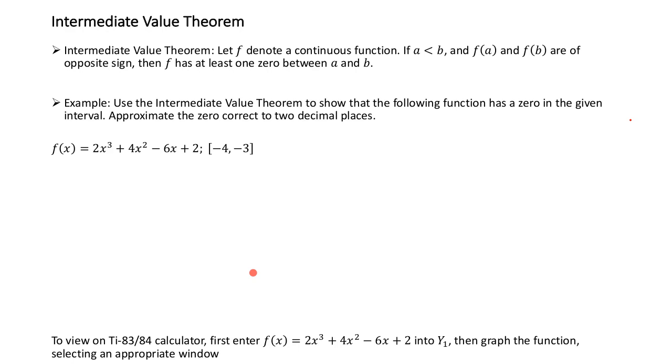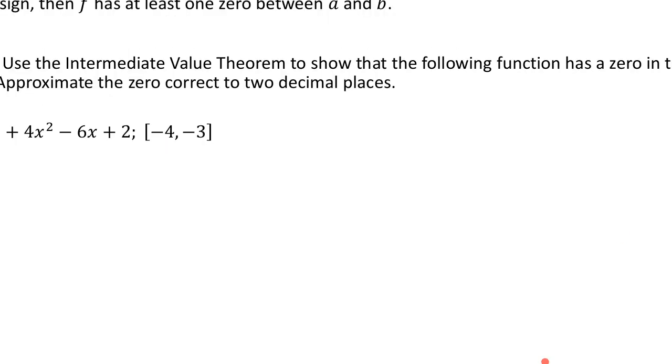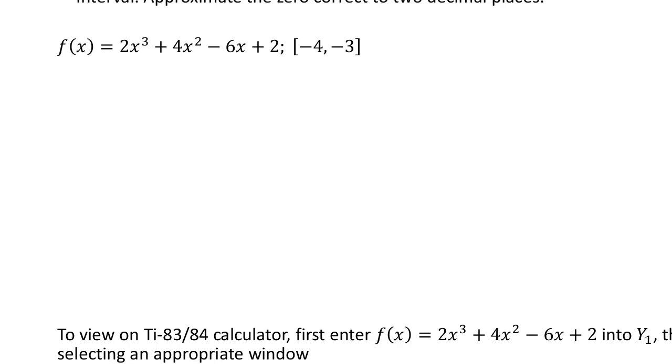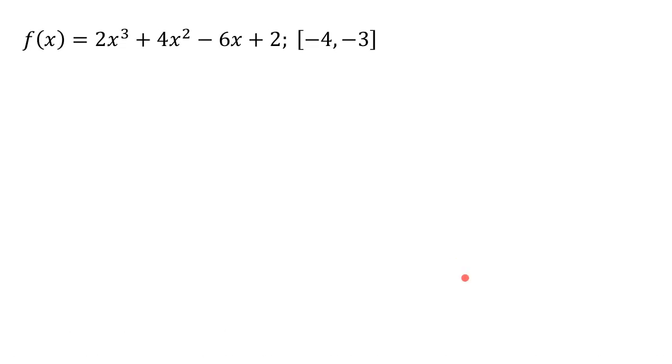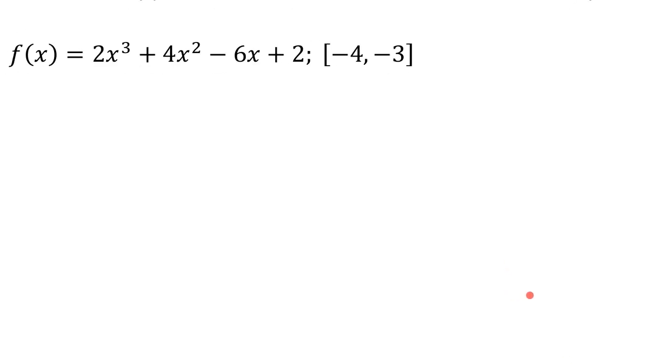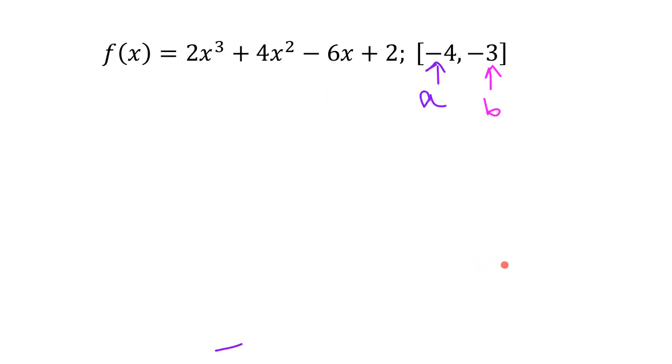First, I am going to identify my a and b. The a and b are going to be the boundary, the endpoints of our interval that we're given. I'm going to zoom in a little here, and we're going to do some work on the whiteboard. We have the function that we just discussed, and we've been asked to identify whether or not it has a zero. I'm going to say this is my a, and this is my b, and -4 is less than -3. So we've met that. We saw that it's a continuous function.